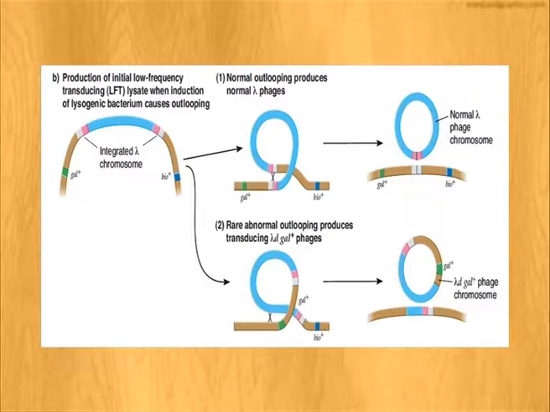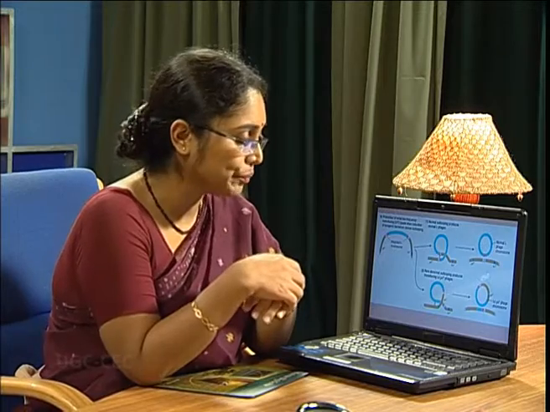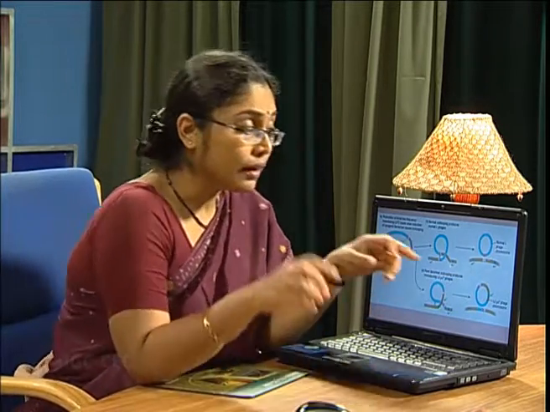And when this new phage, a defective phage, infects another bacterial cell and the genome integrates into its chromosome, then it is getting an extra copy of the bacterial genome. This is called specialized transduction. Specialized transduction is very rare. It happens in 1 in a million of the bacteriophages, and it is called the low frequency transducing bacteriophage lysate.